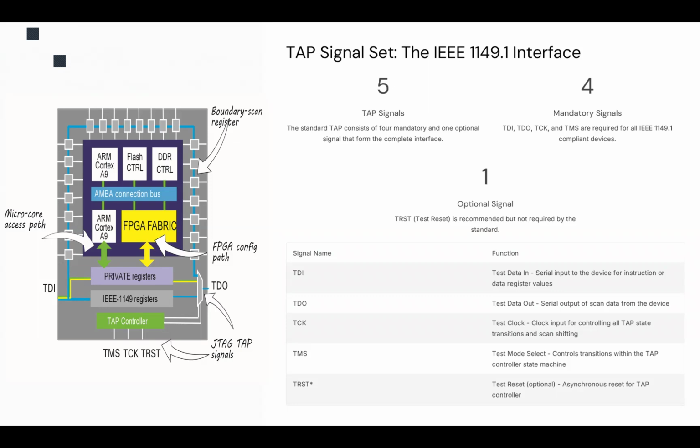The TCK is the clock. This is mandatory. It controls all the tap states and the shift between the scan cells, and basically it synchronizes the whole process. The TMS is test mode select. As we said, we have several states for the tap, like normal mode, test mode, and observation mode. This TMS basically controls the transition between all those states in a tap controller.